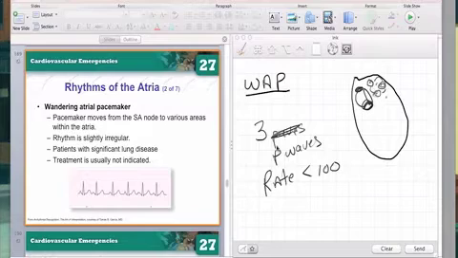If something were to go wrong with the wandering atrial pacemaker, and we're talking about a tachycardia, it's no longer wandering atrial pacemaker, and we would treat that patient just like we would any other tachycardic patient. All right?